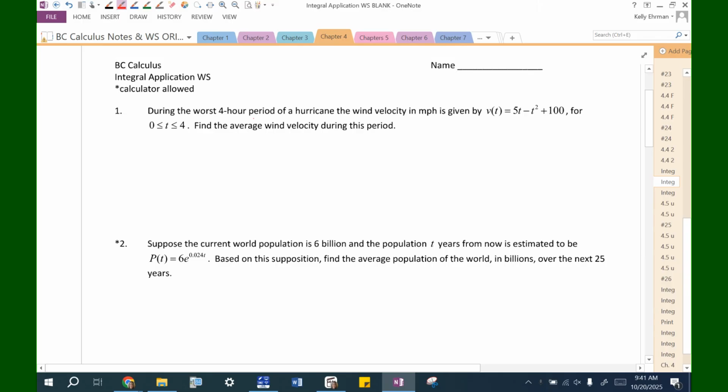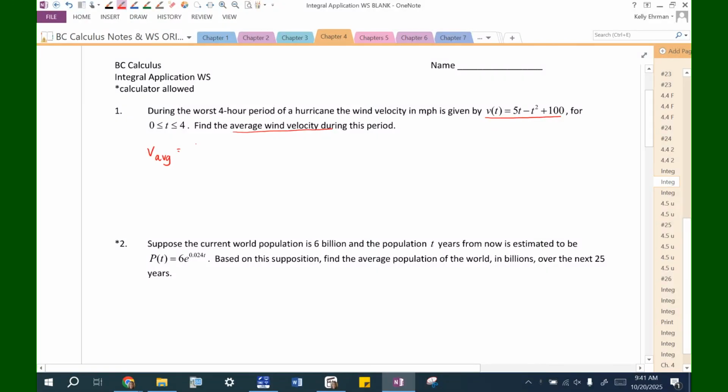It says during the worst 4-hour period of a hurricane, the wind velocity in miles per hour is given by this for time 0 to 4. Find the average wind velocity during this period. So we're given a velocity function. They want us to find average velocity. So this is the average value formula.